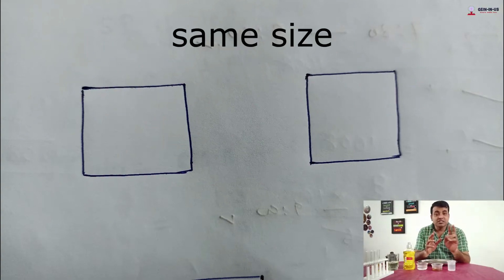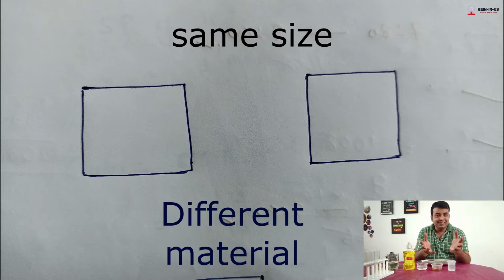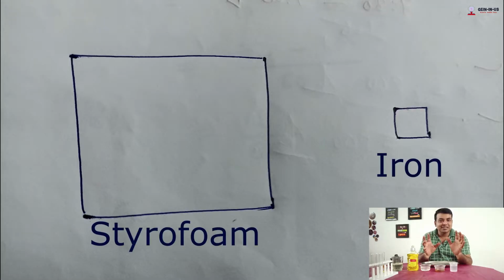Suppose we are taking two objects of the same size made up of different materials. If you weigh them, then definitely they will have different weights. So what's the reason behind it? Because each substance has a different amount of matter inside it. So that's why a big piece of foam will have the same weight as a small piece of iron.